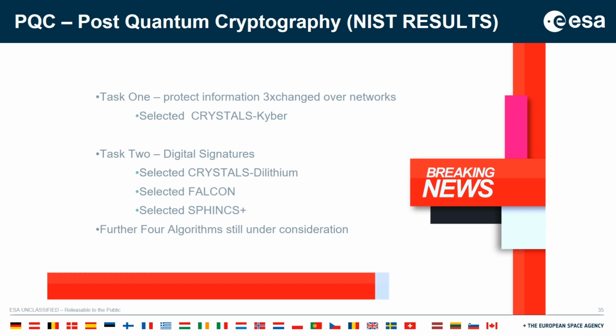But in the last month or so, NIST have announced they've selected an algorithm called Crystals-Kyber to protect information exchanged over networks. They've also selected for digital signatures three different algorithms called Crystals-Dilithium, Falcon, and SPHINCS+. And currently there are four other algorithms they're still considering.